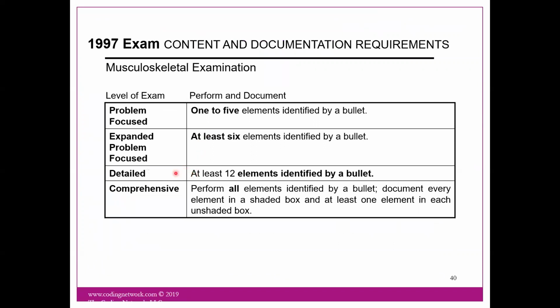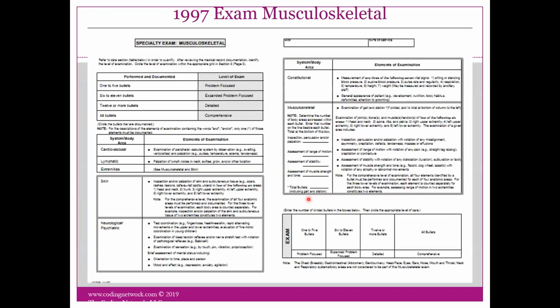So if you look at, for example, a detailed exam would require 12 elements identified by a bullet, and we'll take a look at an example of that. The comprehensive is all elements identified by these bulleted items. And although this didn't come out well on the slide, I can send a copy of this if anyone is doing the 1997 exam. But as you can see, these are the bulleted items. So there's 2 for constitutional. There's quite a few for musculoskeletal. Even on the left-hand side here, there's some for cardio, lymph, skin, neuro, and psych.